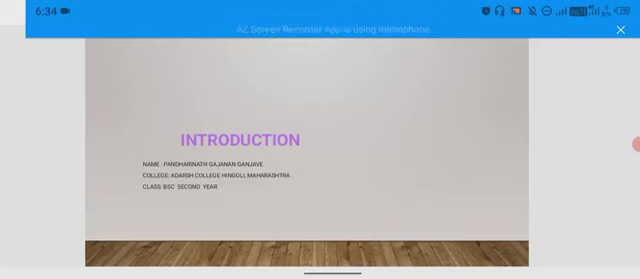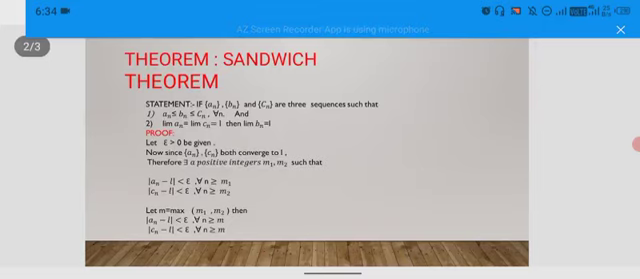So friends, today I am going to present the sandwich theorem. Before moving towards the theorem, first of all we must know the basic things about it. The first basic thing is what is meant by a sequence. A sequence is a function whose domain is the set N of natural numbers and range is R, the set of real numbers. It is called a sequence.